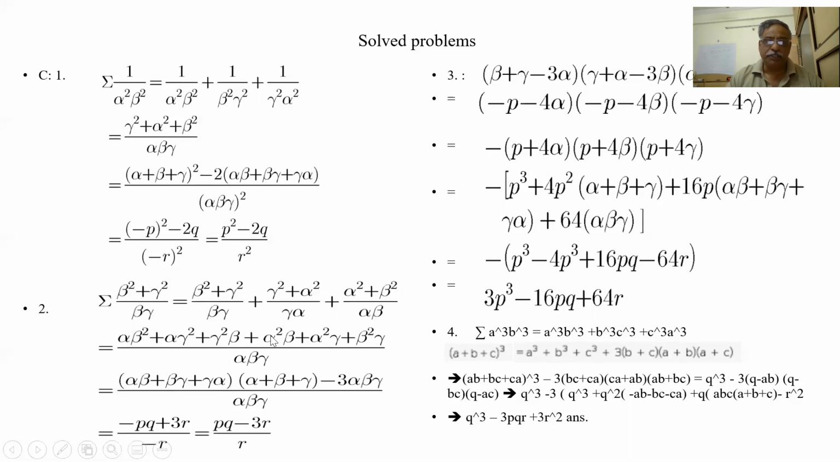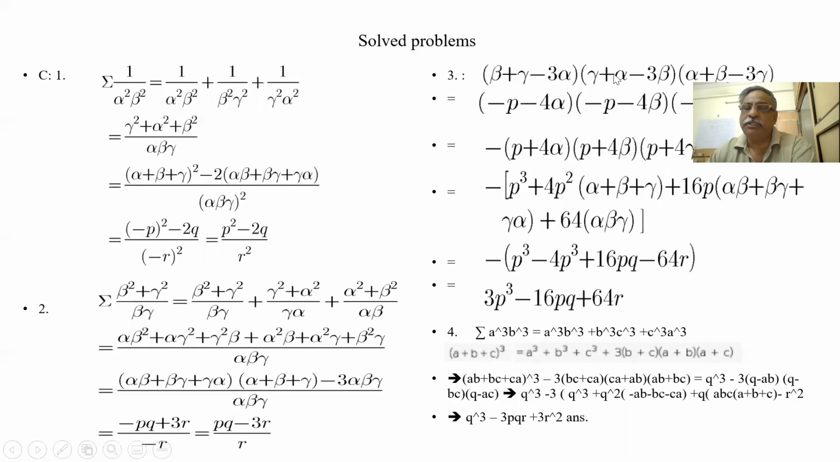So we should understand how to convert such an equation into my required form. We know this, we know this, we know this from the equation. So when we substitute, I'm getting (pq minus 3r) by r. Let us see another. So this is what has been asked.